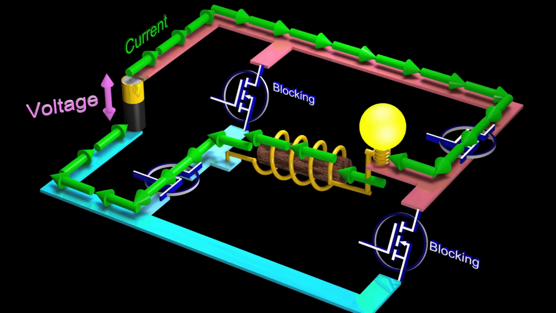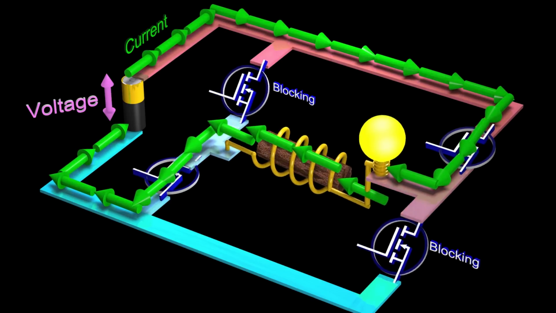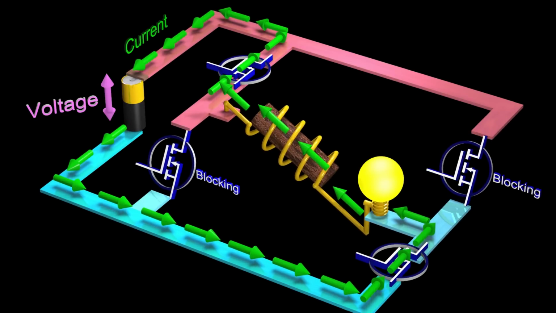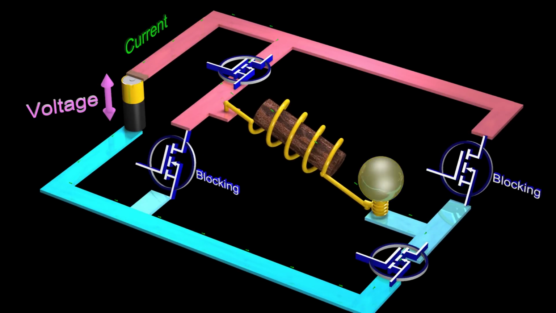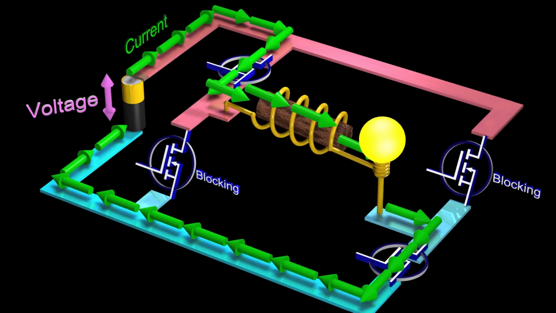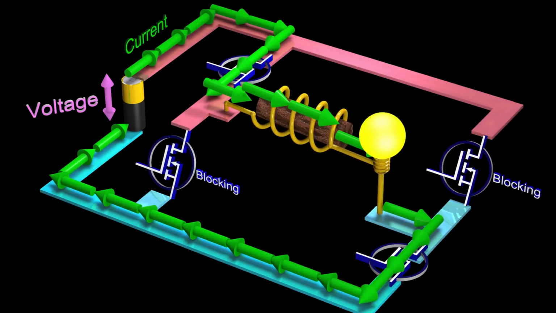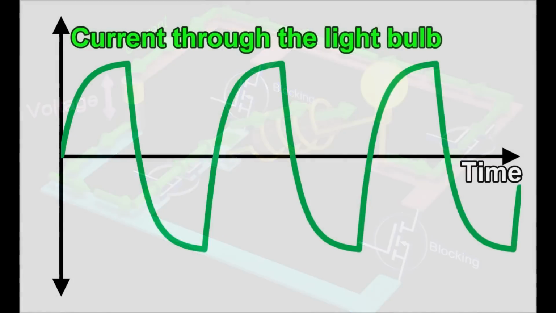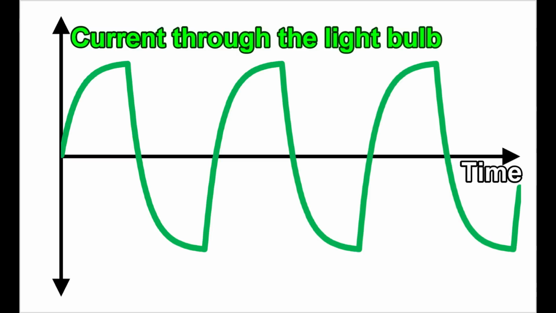Even though we only have a DC voltage source, we are now applying an AC current and an AC voltage to the light bulb. But it's not a perfect AC current waveform, since the current as a function of time looks like this. Since the voltage drop across the light bulb is proportional to the current, the waveform for the voltage drop across the light bulb also has this same shape.